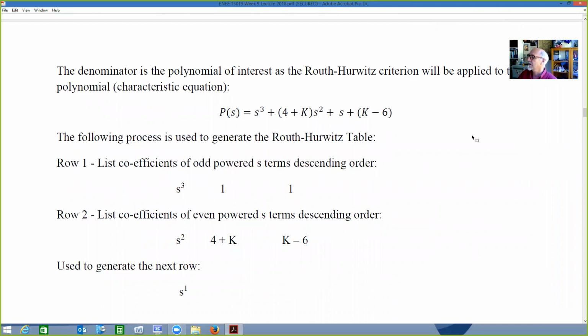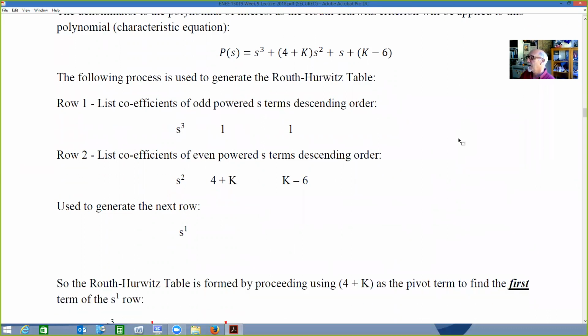We can apply that to the characteristic equation and go about finding information about our gain. So just like we've done beforehand, we write down as we go through. We can see we're starting with the highest power, which is S3. So we do each alternative term.